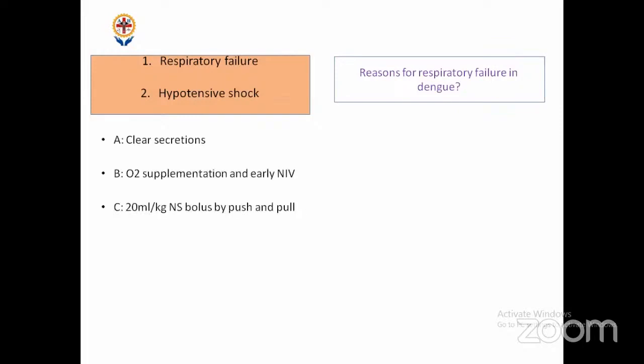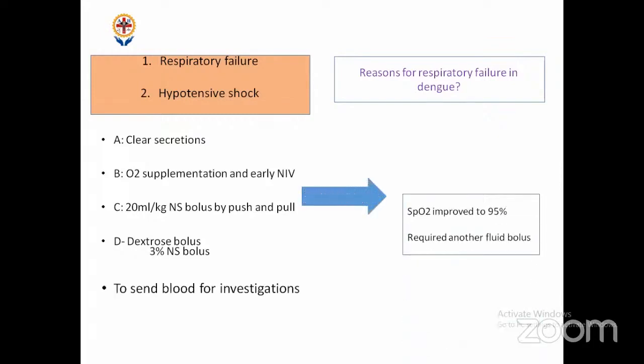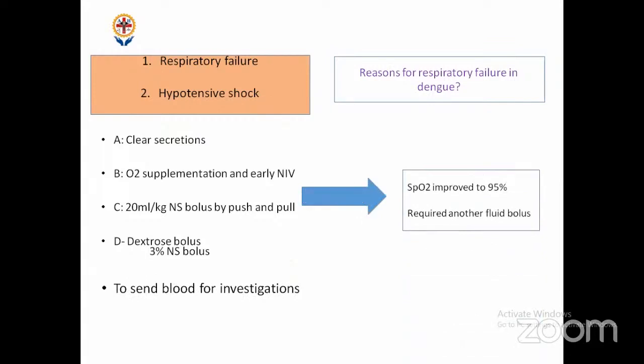I'm going to manage by clearing secretions because altered sensorium is there. I'll supplement O2 and I will go for early NIV because the child is having significant distress. Because of profound shock, I'm going to give 20 ml per kg NS bolus by push and pull. As hypoglycemia is there, I'm going to give dextrose. The child has an altered sensorium. It could be due to shock also, but I don't want to take a risk. It could be dengue encephalopathy also. So I will manage the child with neuroprotective measures. I give 3% NS bolus as well. I'll send the investigations. With these measures, SpO2 improved to 95, and we gave another bolus also for this child.